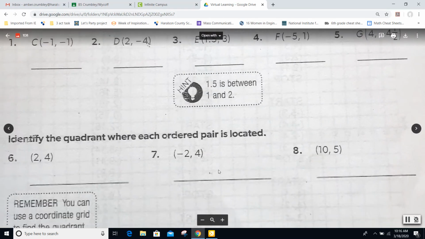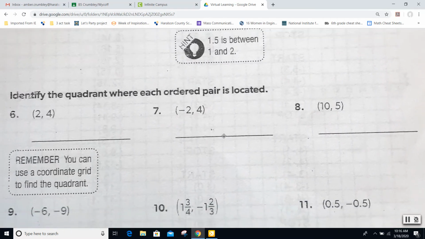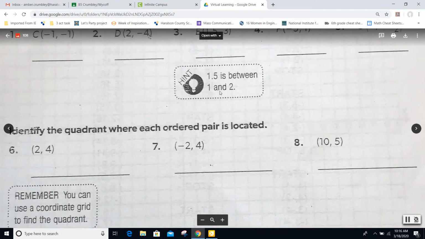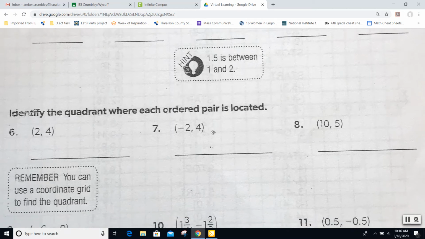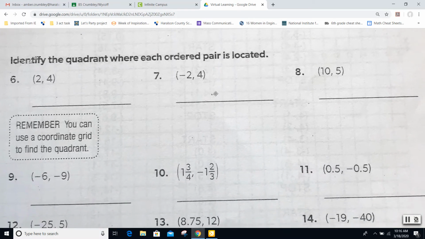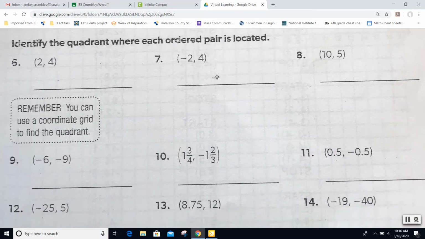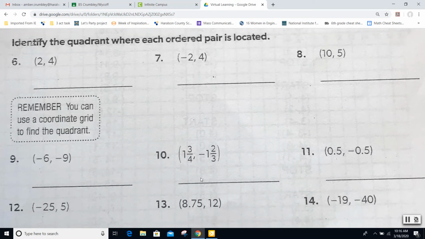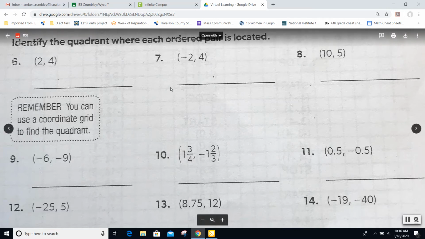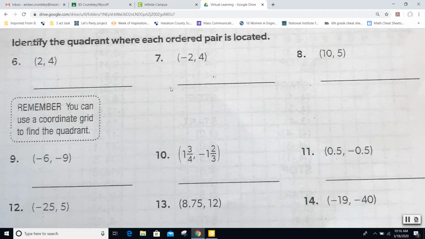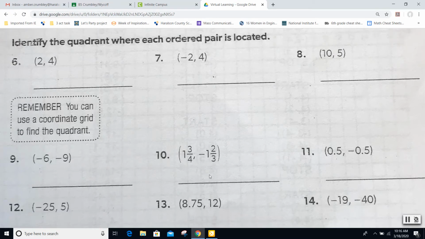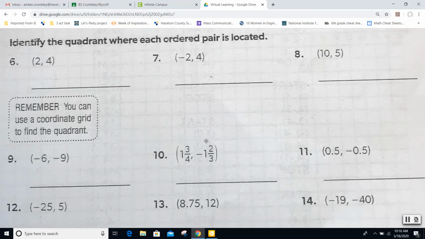Okay. Now let's look at the second half. Oh, it gives you a hint for number 3 too. 1.5 is between 1 and 2. All right. Now, when we were looking at this, Miss Coggins and I were like, "Oh, look at all those fractions! Oh my goodness, what are they?" Well, all it's asking is to figure out what quadrant each one would be located in. So real quick, positive x, negative y. That's quadrant 4. So that one is not bad at all.